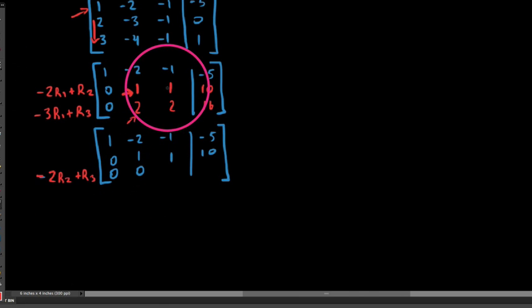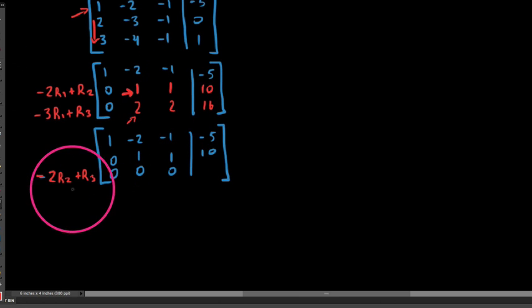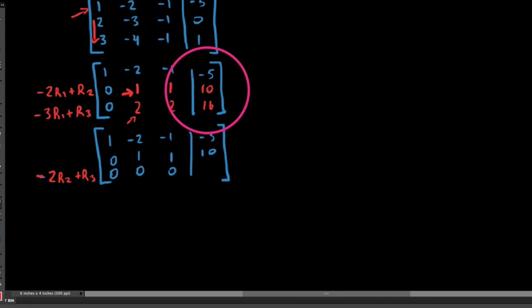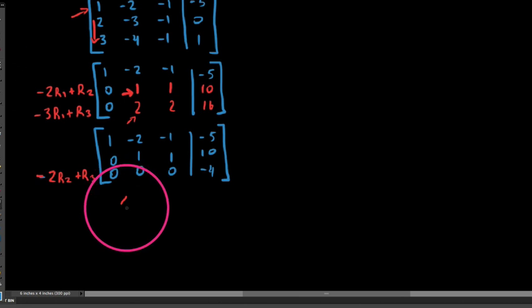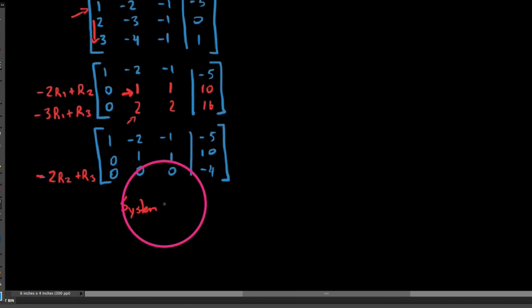Negative 2 times a positive 1 here is negative 2, and negative 2 plus a positive 2 is 0. And negative 2 times a 10 is negative 20, but negative 20 plus the 16 here would be a negative 4.